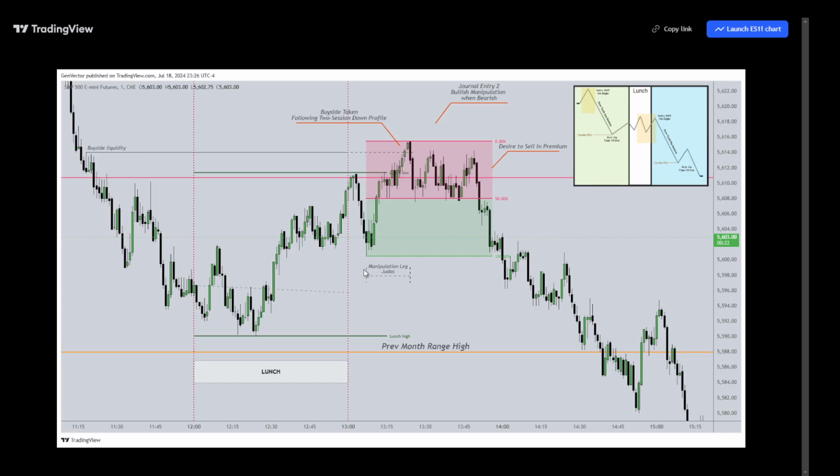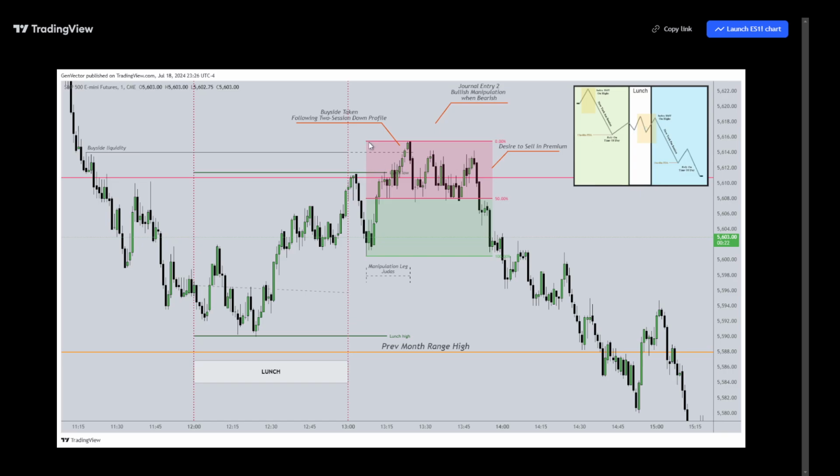As we see, we have our manipulation leg coming out of lunch. It's taking buy side from the AM leg. So we're looking at these internal buy side levels. As price shifts or moves, manipulates, does a Judas swing bullish, it takes a level of buy side and then finally gives a bearish push. That has to happen after the lunch range has formed. So buy side is taken following the 2-session down close profile.